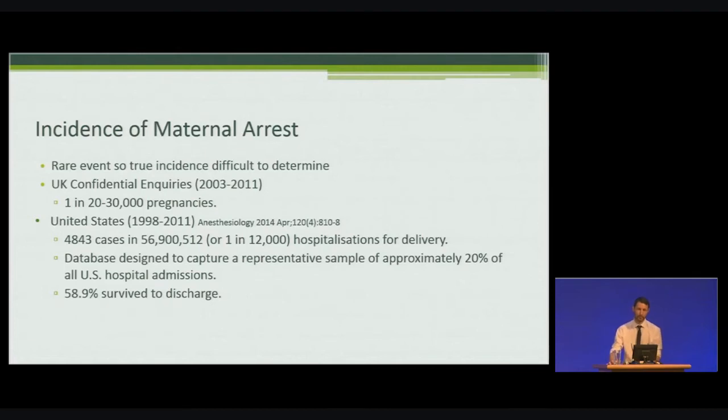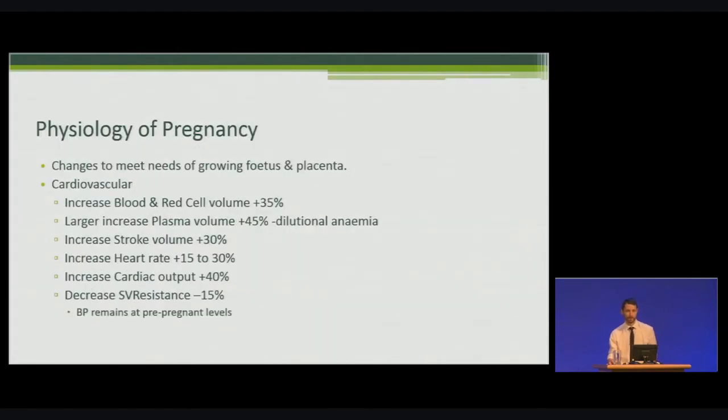So just to recap a little bit on the physiology of pregnancy, multiple changes will occur during the pregnancy, and these occur to meet the needs of the growing fetus and the placenta. So the cardiovascular changes that occur: we have an increase in blood and red cell volume of approximately 35%. You get a larger increase in plasma volume of 45%, and the result of that is you have an overall dilutional anemia. You have an increase in stroke volume, that is the volume of blood that's pumped out by the heart every time it beats, of approximately 30%.